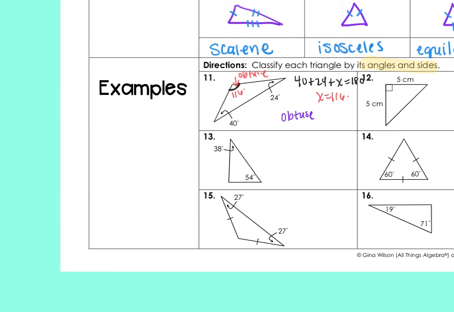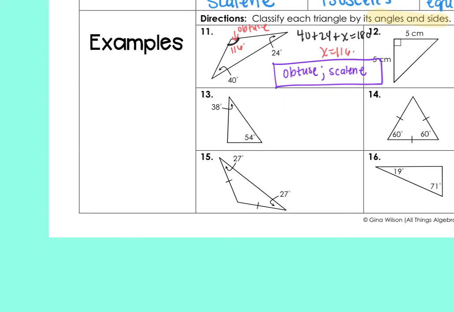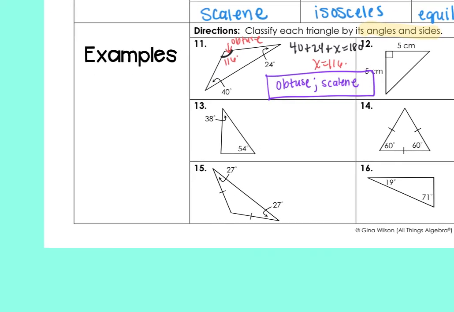If we classify it by its sides, you will have to actually look at the side lengths here, and you can tell that this one is shorter, this one's kind of a medium length, and this is a long length. So these sides are not congruent, so this is going to be called a scalene triangle. Okay, moving on to number 13. We have 38, 54, and then we don't know that other angle. So let's figure that out. 38 plus 54 plus what? We know it has to add up to 180, so I'm going to do 180. I got 88 degrees. So the x equals 88 degrees.